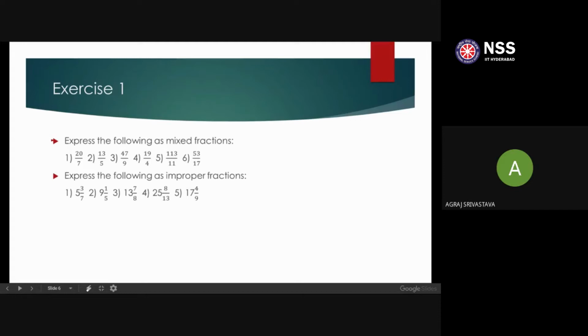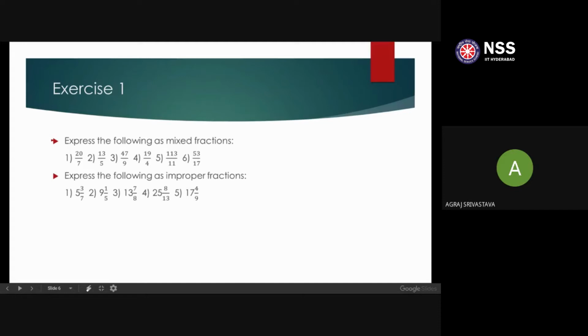9 1 by 5 can be written as 9 into 5 plus 1, the whole divided by 5. 9 into 5 is 45. 45 plus 1 is 46. So the improper representation will be 46 by 5.